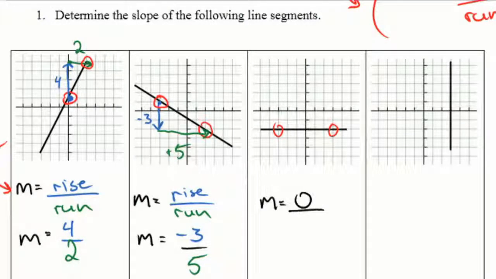So my rise in this case is 0. My run is going across. In this case, my run is 1, 2, 3, 4, 5, 6. So my run is 6. So I get 0 over 6.